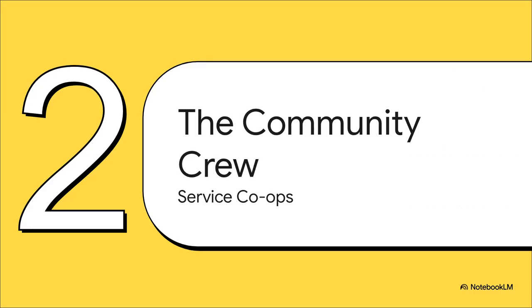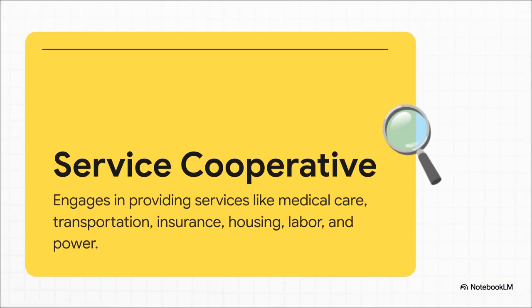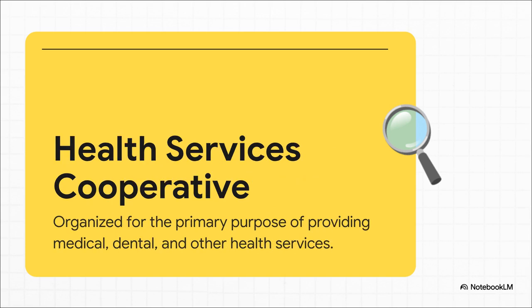All right, we have totally got the basics down. So now let's shift gears from goods and money over to services with our next group, the community crew. Okay, so this is kind of the big umbrella category. If a co-op is providing a service instead of selling a physical product, it probably falls under this type. Think of service cooperative as like the main family name, and now we're going to meet some of its most important members.